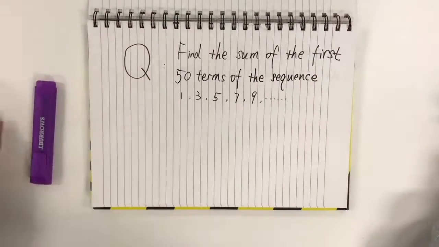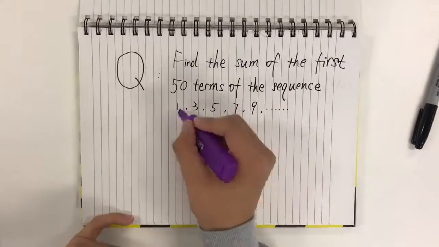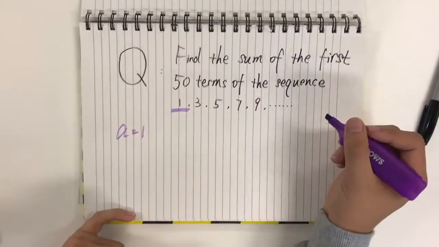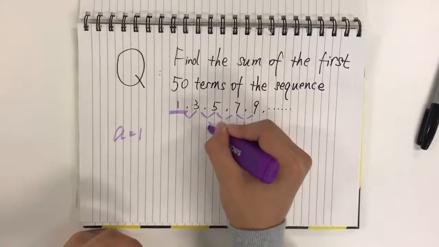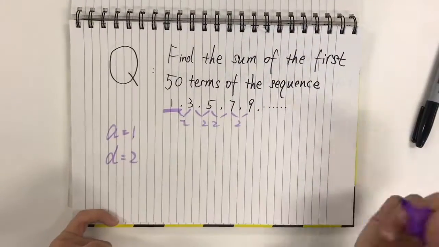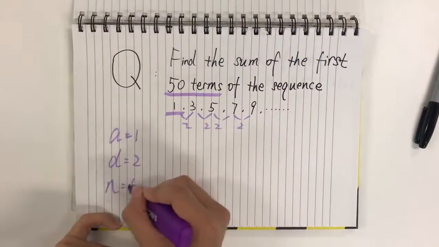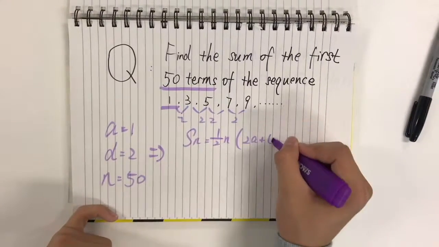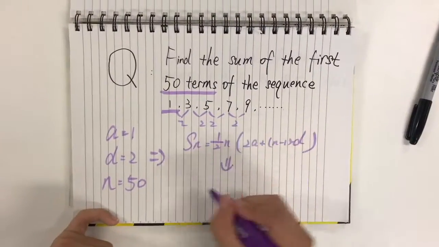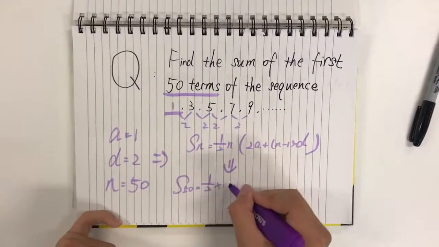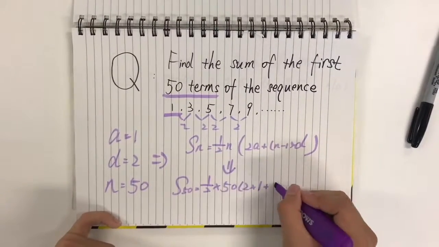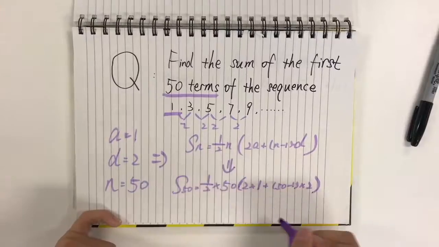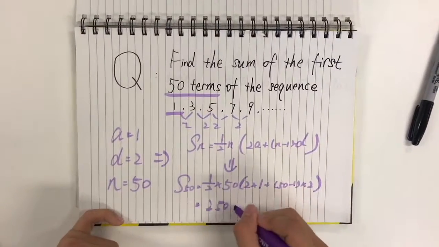Here is a question. 1 is the first term, and we have a common difference of 2, and it has 50 terms. If we put all those things in this equation, we can get the sum of 50 terms is equal to 2,500.